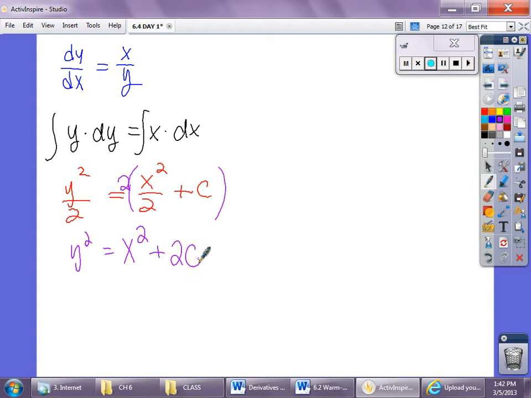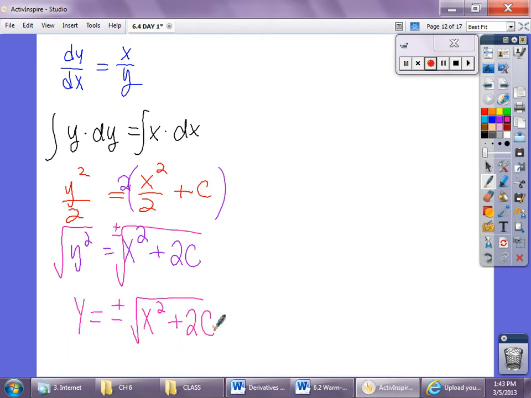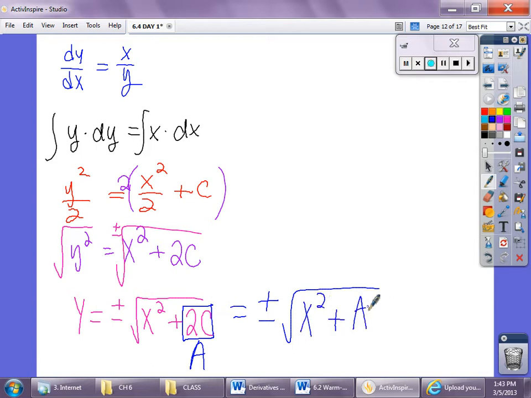And then I want to take the square root of both sides, but when I do that, I'm going to need a plus or minus. So I get y is equal to plus or minus the square root of x squared plus 2c. And then you'll see later that if this is just a constant, I can replace 2c with a new constant letter called a. So I really could have this as my final answer. In terms of the plus or minus, you'll figure out which one to use because they're going to give you an initial condition like this.